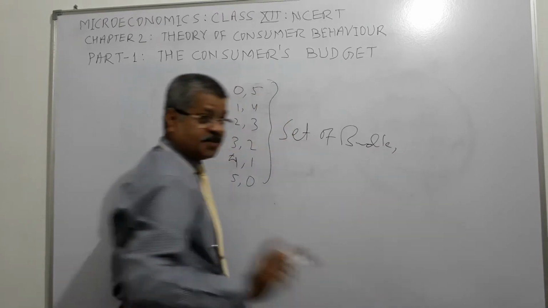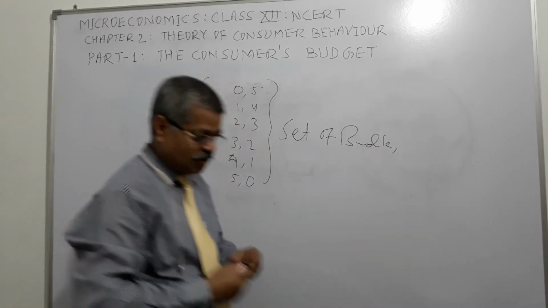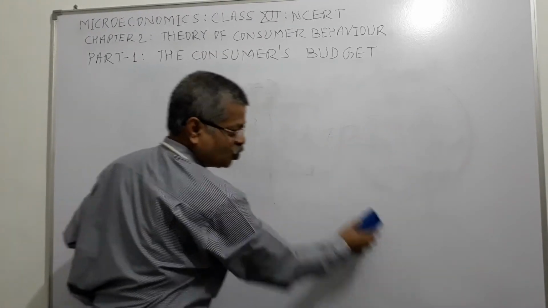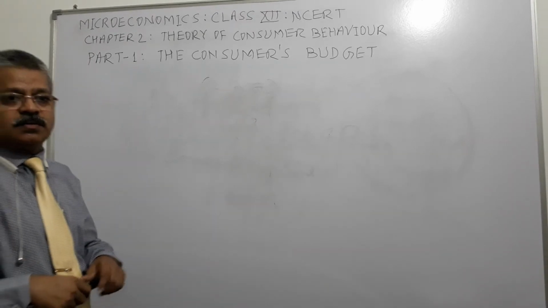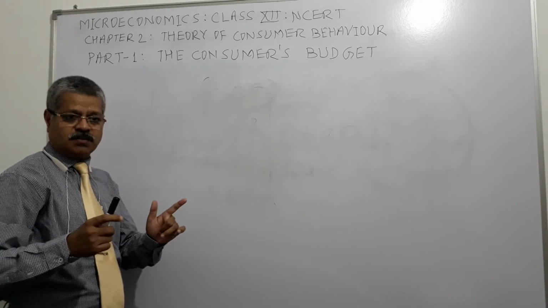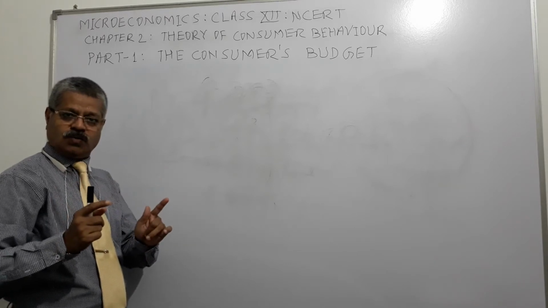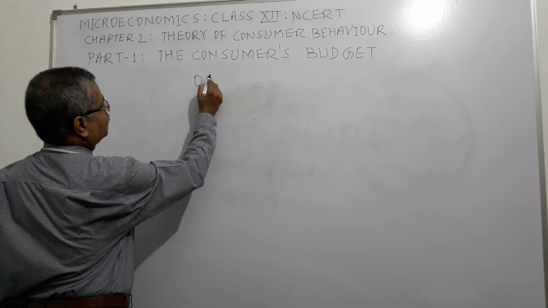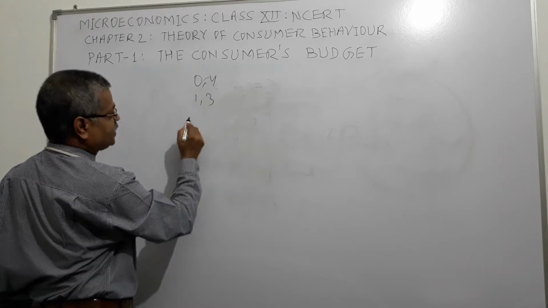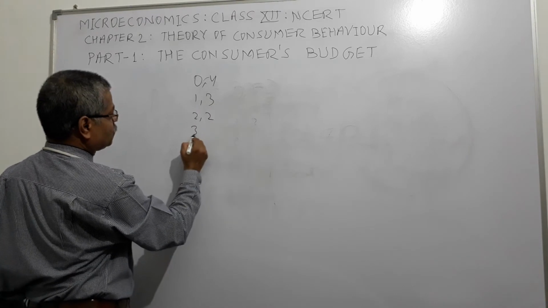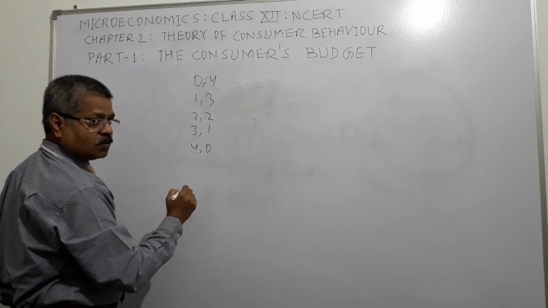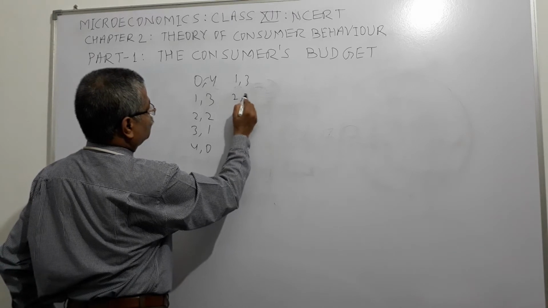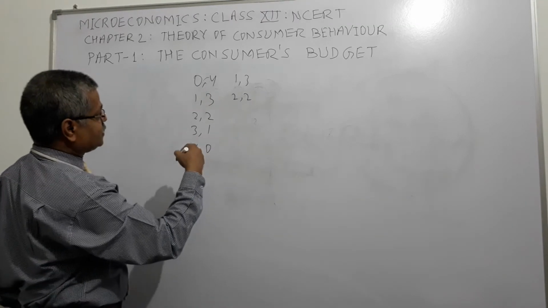Now, suppose my income is 20 rupees. I need to buy 2 goods, good 1 and good 2, and both the goods are priced at 5 rupees per kg. So I can go for (0, 4), (1, 3), (2, 2), (3, 1), (4, 0). Similarly, I can go for (1, 3), (2, 2).